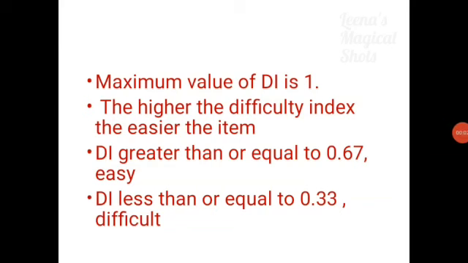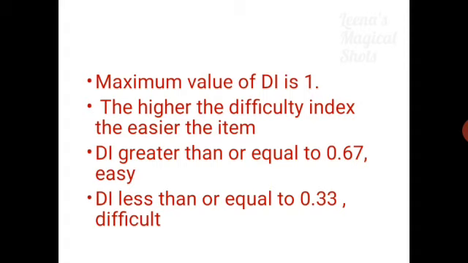The maximum value of difficulty index is 1. The higher the difficulty index, the easier the item. Let's think logically about it. When will you get the value of a fraction, a big number? When the numerator is greater than the denominator, right? In our formula, the numerator is R, that is, the number of students who answered a particular item correctly. We get the value of R, a big number, when more students answered it correctly. So obviously, as the value of difficulty index increases, the item will be easier. I think you understand what I mean.